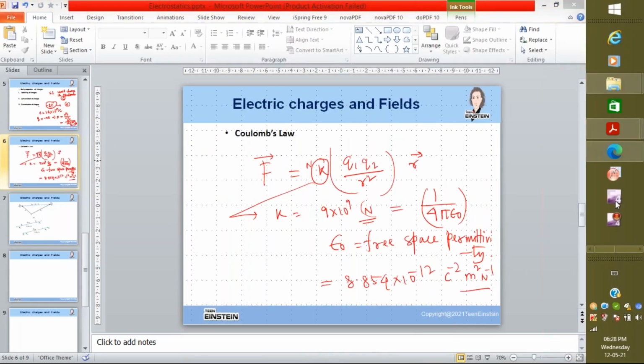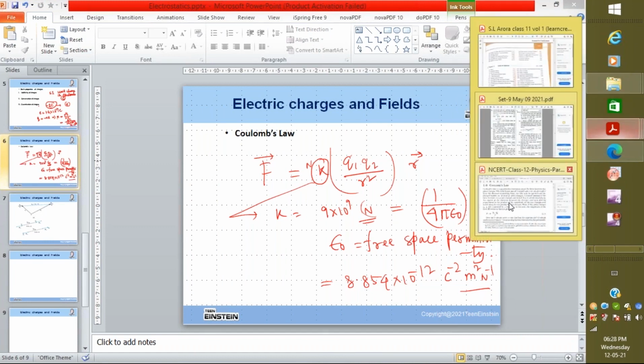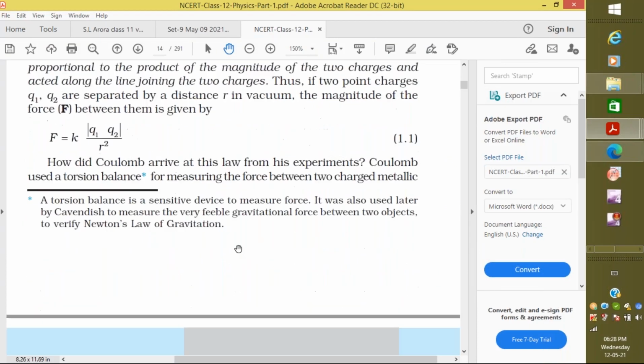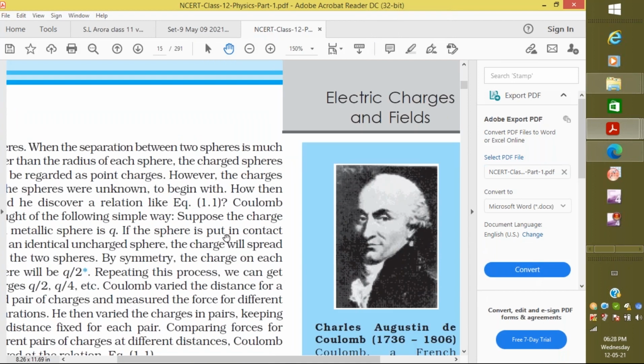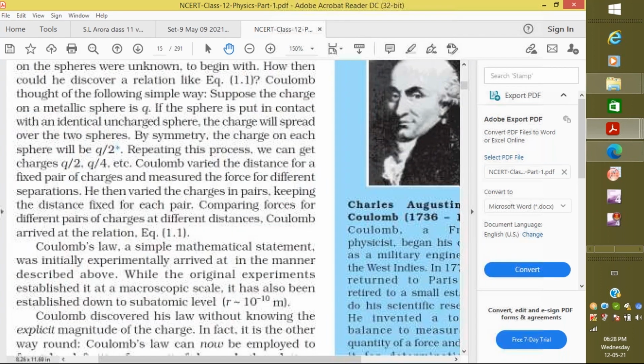And how did he arrive at this conclusion? What he had done was take a metallic sphere having charge q. Then he took another identical uncharged sphere and put it in contact so that the charge is distributed equally to this sphere. So the charge will be q by 2 in both cases. If he brings another sphere, it can again be expressed as q by 4, and so on.